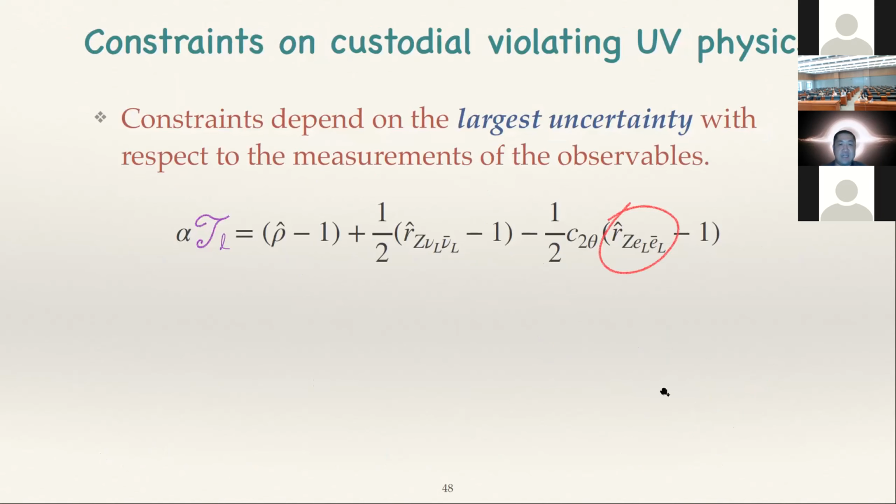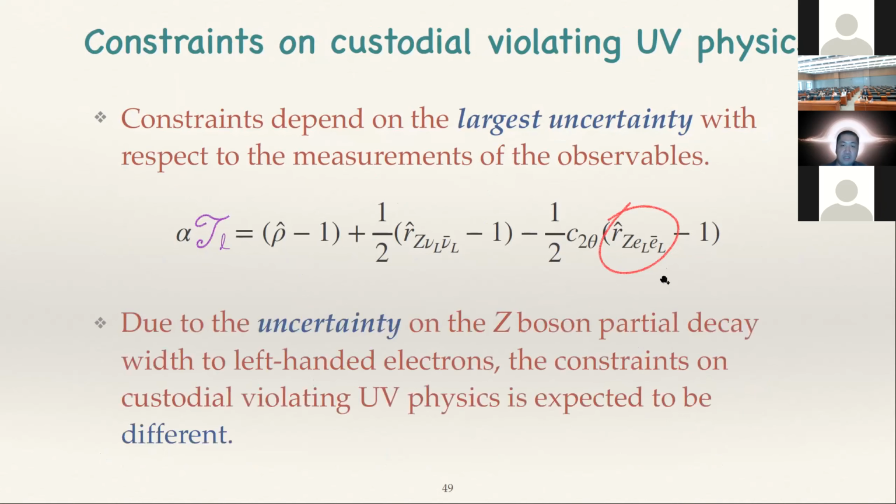And yeah, let me wrap up very quickly. The constraint on this script T is dependent on the largest uncertainty, which is this Z partial width to electrons. And so due to this larger uncertainty, the bounds on the script T will be different than the ST plot in the PDG.